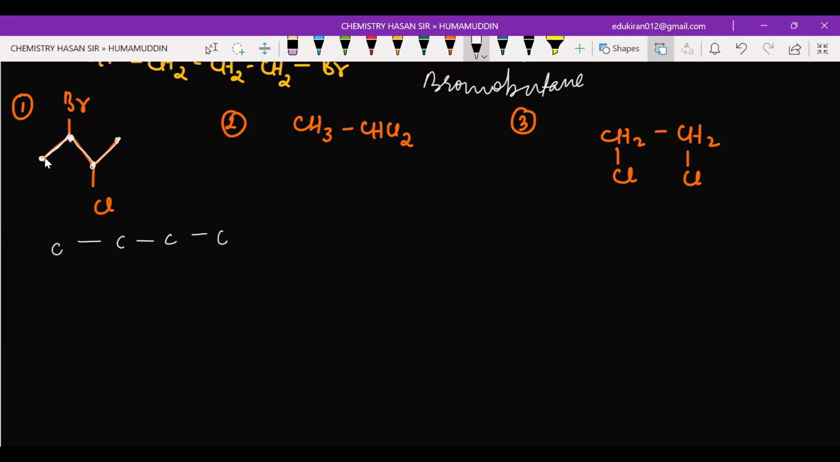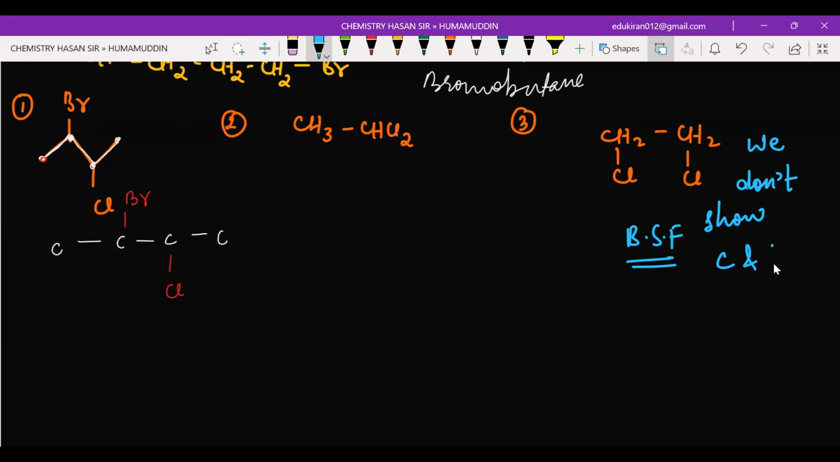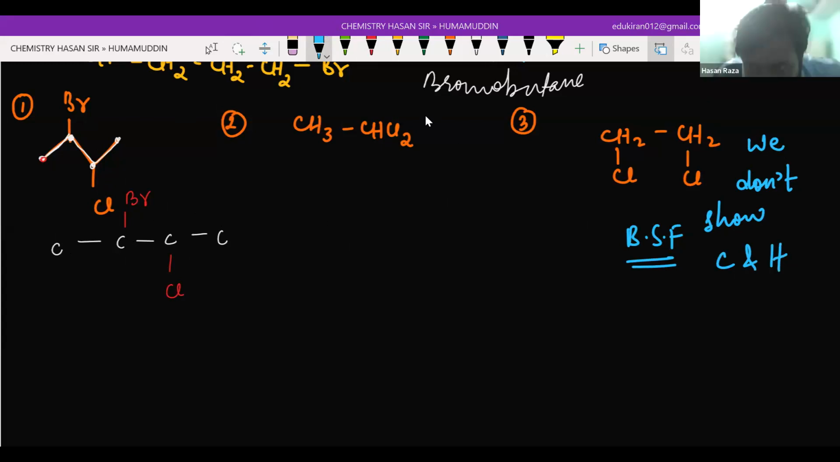Now you can see this is the first carbon and this is the second carbon, and on the second carbon there is Br, so you write Br here, and on the third carbon you can see there is Cl, so I'm going to show Cl. So basically in bond line structural formula, we don't show carbon and hydrogen. Apart from this, we show all the groups. So what does this mean? A carbon makes 4 bonds. So what does this mean?